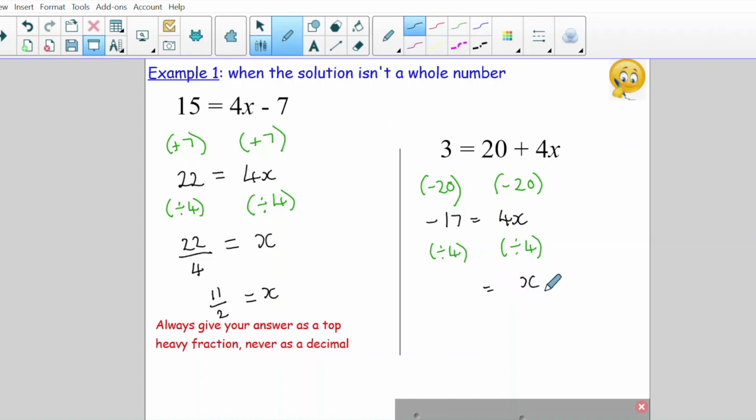Okay, my last step, I need to divide by 4. I've got minus 17 divide 4. So this time I'm left with a negative answer and a fraction. That's absolutely fine. And remember, if I'm dividing minus 17 by 4, I've got a negative divided by a positive. So overall, I'm expecting my answer to be negative, which is why I've got that minus sign there.